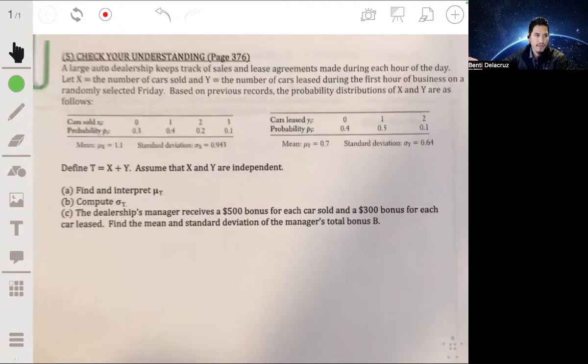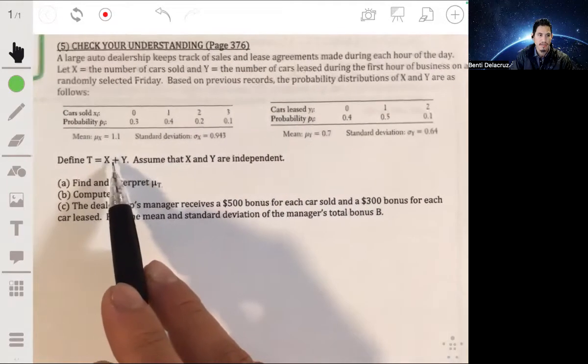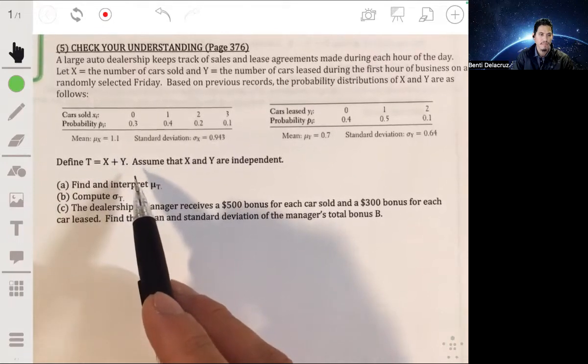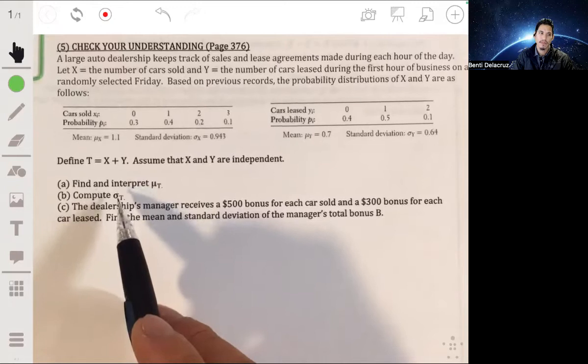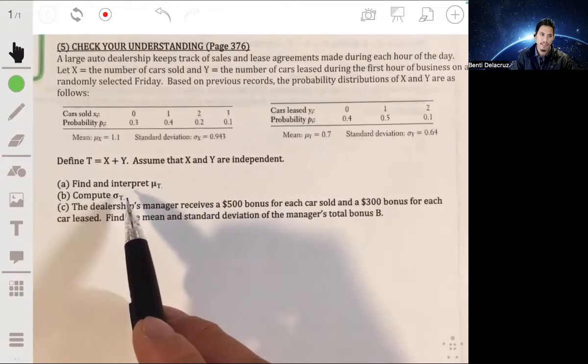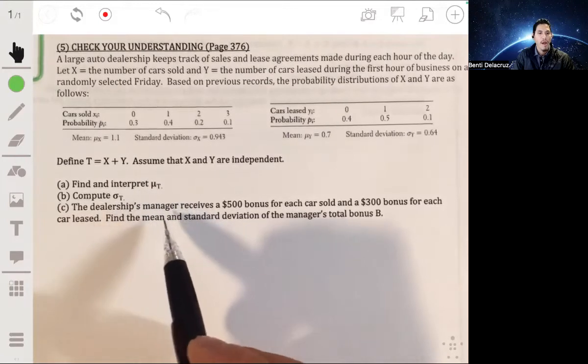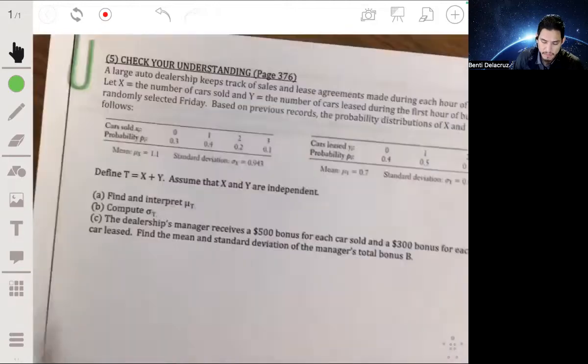Now we're going to define T to be the sum of X and Y, so T equals X plus Y, and we're going to figure out these problems. First we're going to find and interpret the mean of T, then we're going to compute the standard deviation of T, then we'll get to part C, but let's first do part A.